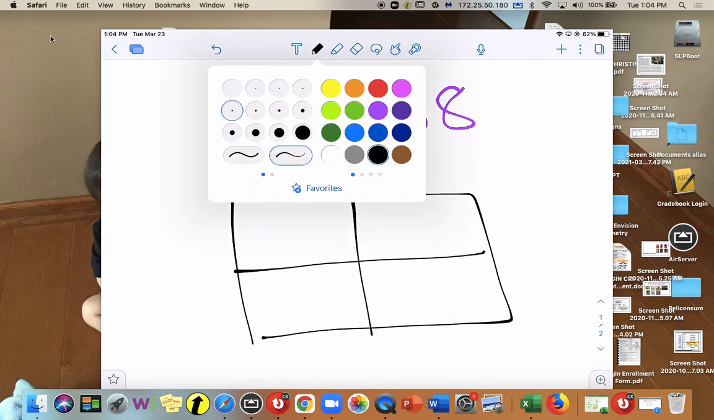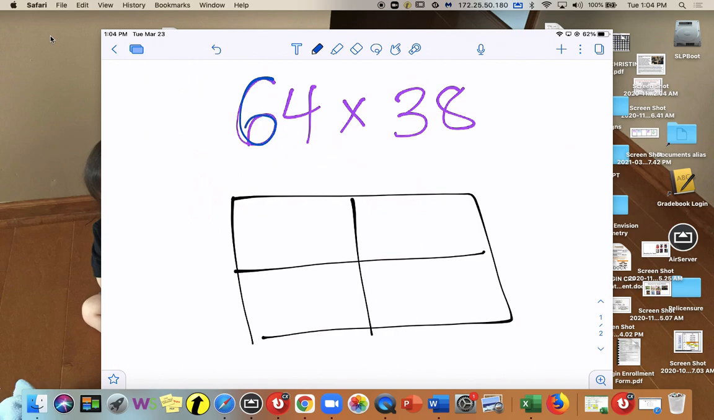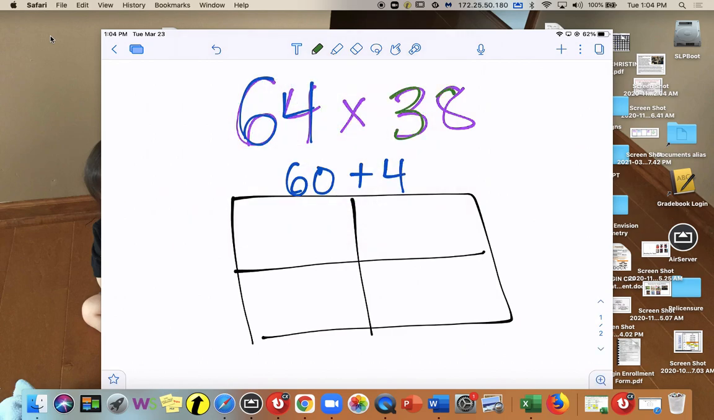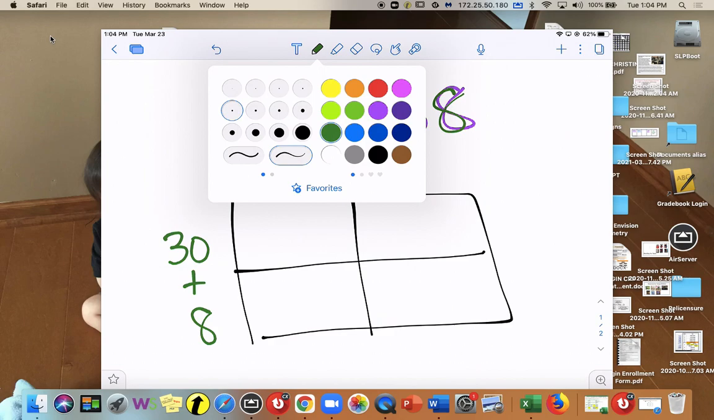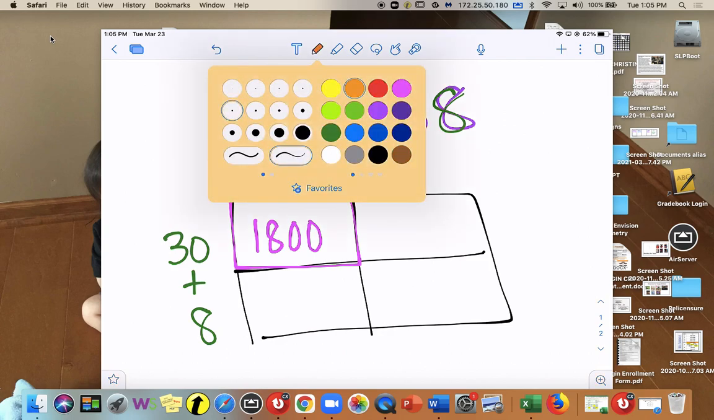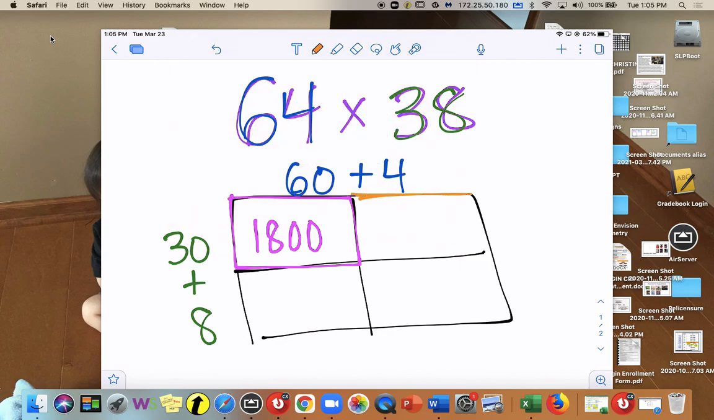And again, we can convert this 64 right here into a 60 plus 4, and we can convert this 38 into a 30 plus the 8. And now let's find the area of each of these boxes. So for the first box, we have 60 times 30. We can get that product by multiplying 3 times 6, which is 18. And then there's the two zeros, one from the 60, one from the 30. In our second box, let's do 4 times 30. So that'll give us 120.